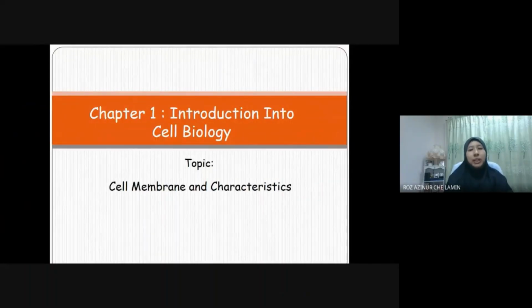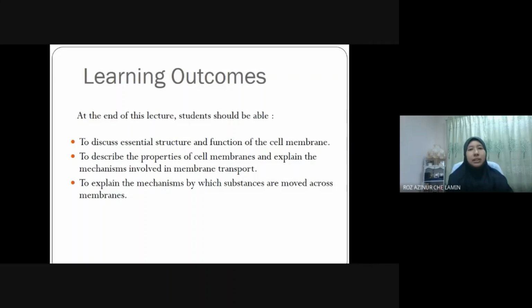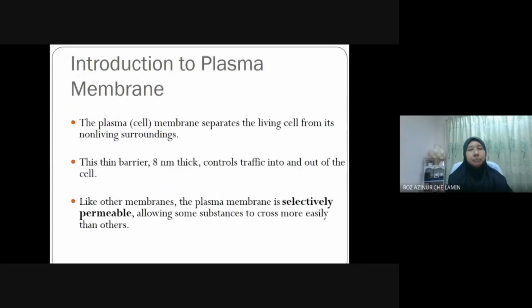Our lecture today will be on the cell membrane and the characteristics of the cell's membrane. For the learning outcomes, at the end of the lecture, students should be able to discuss the essentials of the structure and function of the cell's membrane, to describe the properties of cell membranes and explain the mechanism involved in the membrane transport. Lastly, able to explain the mechanism by which substances are moved across the membrane.